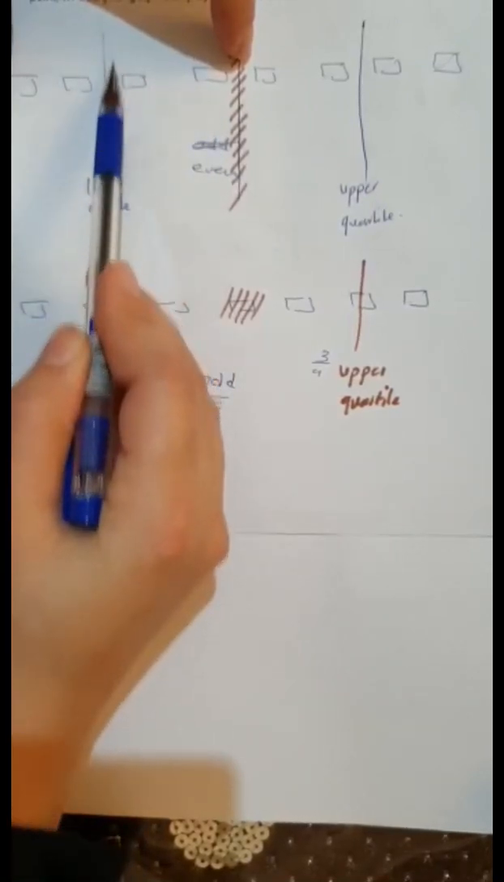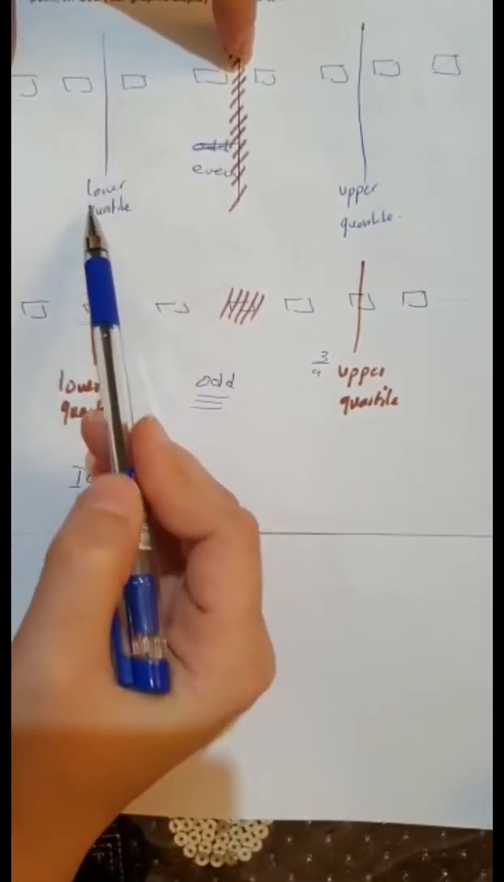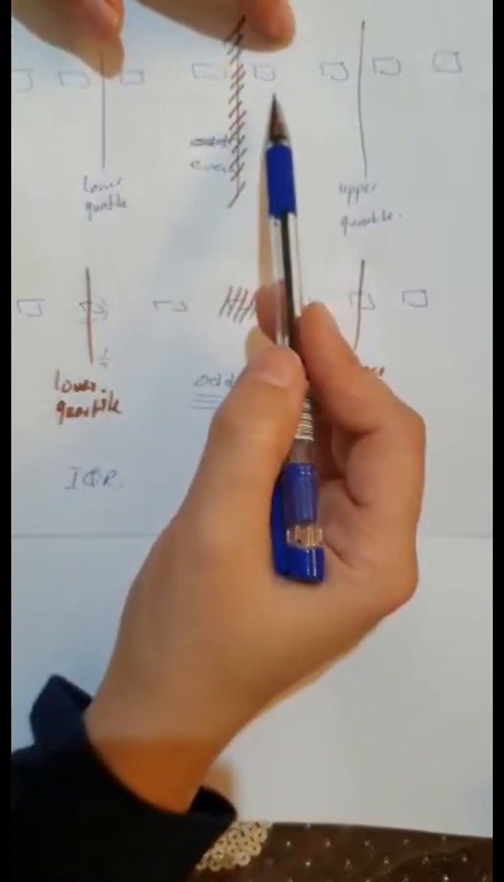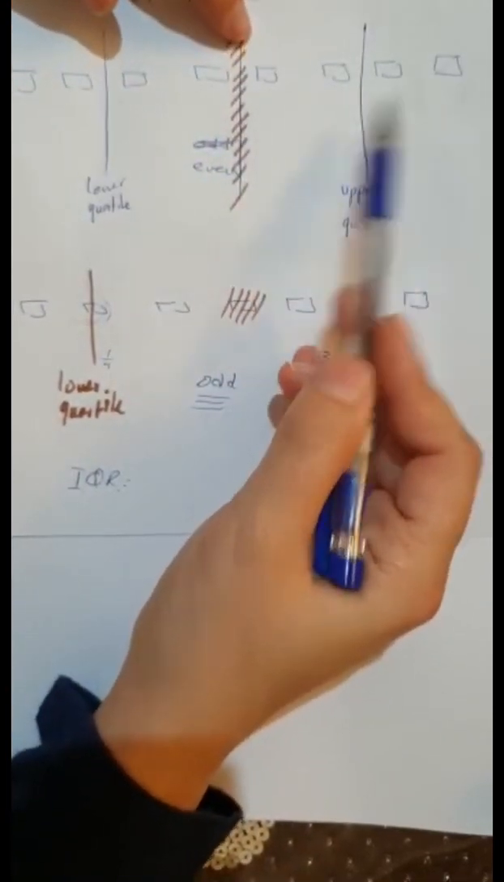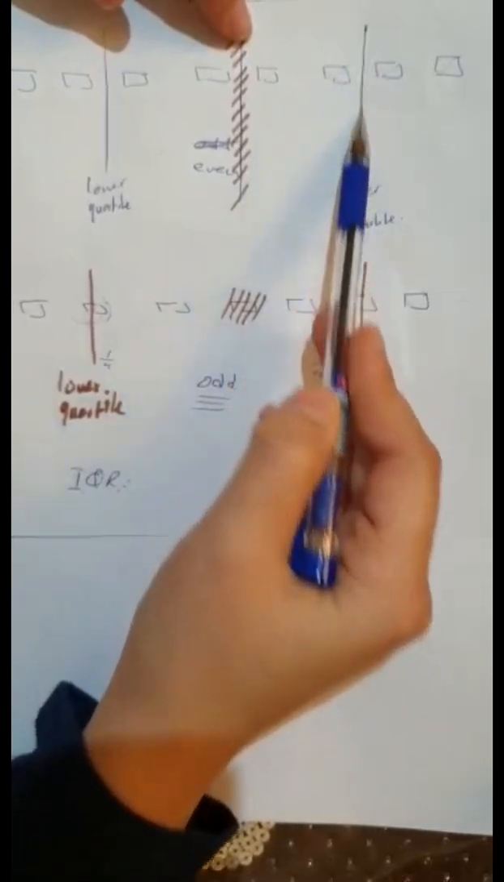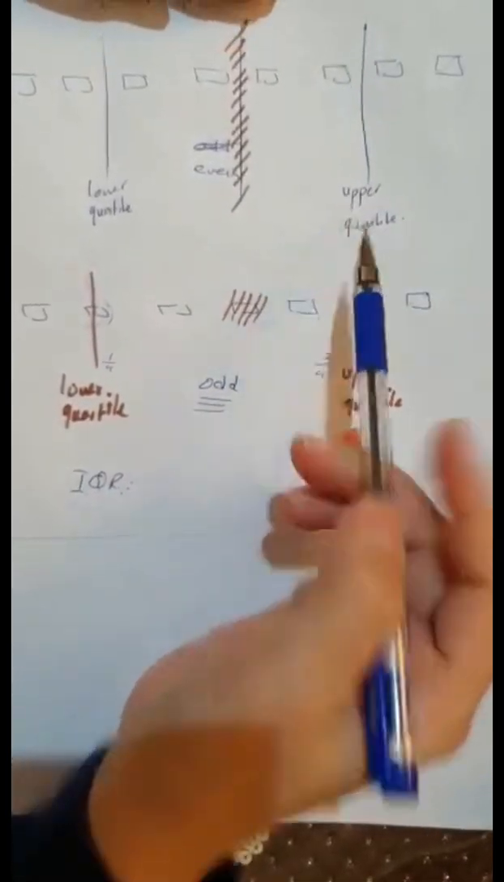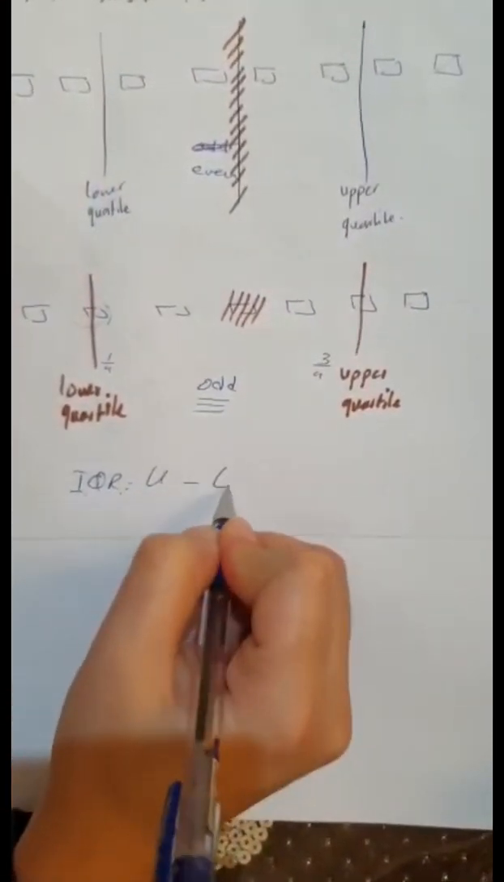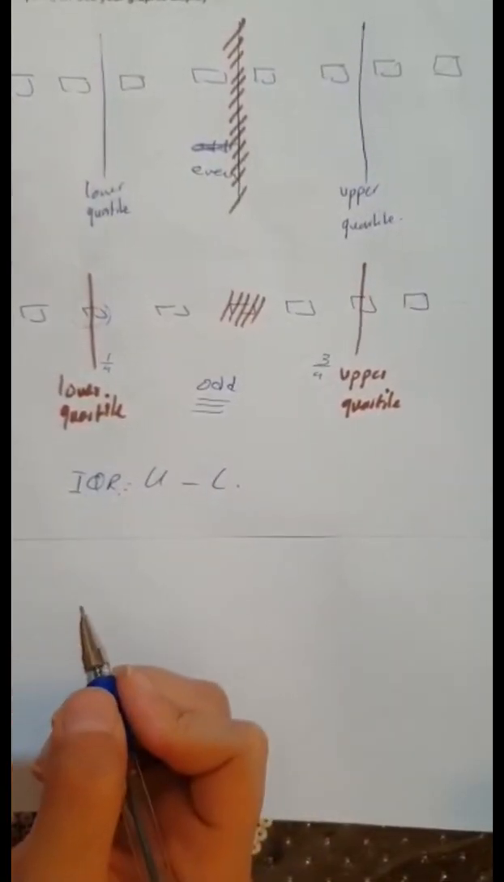So the middle part will be our lower quartile. And the same thing, I'm going to do it for the part after the median. I'm going to put the upper quartile here. And I'm going to say that the upper minus the lower gives me the IQR. Now, I need to apply this on the previous example.